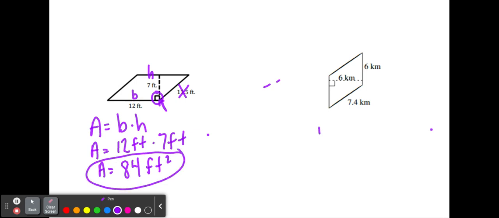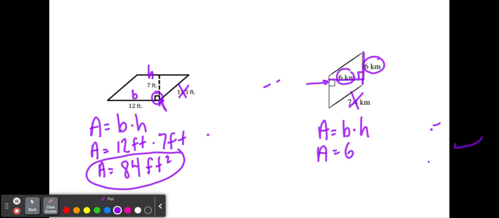This last one's a little bit tricky. Again, just being able to identify the base and the height, because it's kind of sideways. You could kind of turn your computer so you could see it a little bit differently. But here's that right angle, right? So if this is a right angle, then this one's also going to be a right angle with this parallel, because they're parallel lines. So these are where they intersect. So I would use the 6 and the 6. The 7.4 would not be needed. So my area is going to be 6 kilometers times 6 kilometers. And I would get an area of 36.